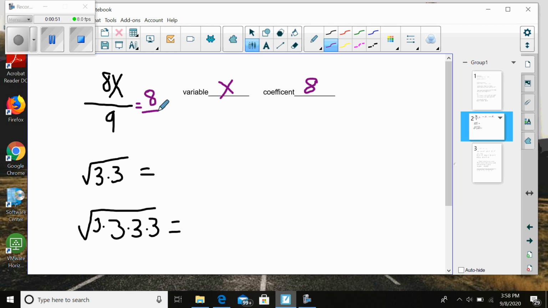If I write it like this, and we just worked on fractions in the last lesson, this is like 8/9 times x, which would be 8x/9. So the coefficient is actually, sorry about that, 8/9, not just 8.